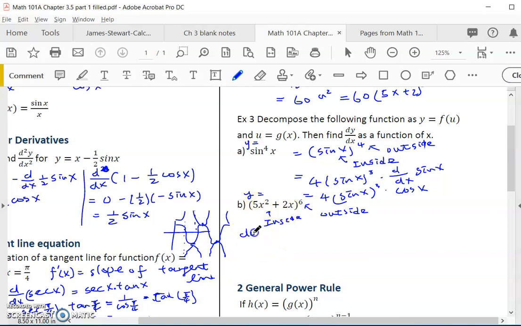So dy/dx, I do not use u now. I just pretend this is u. So it will be u to the 6, so I bring down the 6, and then the whole inside, 5x squared plus 2x, doesn't change because this was u. 6 minus 1 is 5, times d/dx of the inside, 5x squared plus 2x.